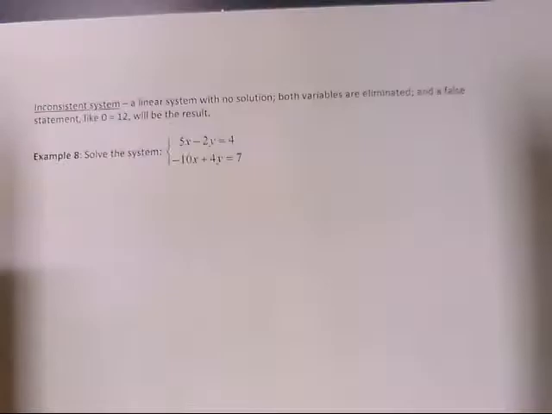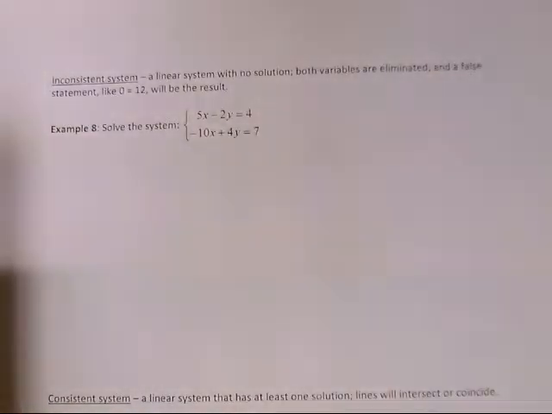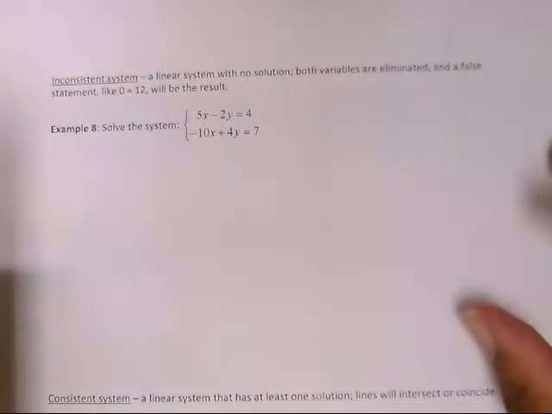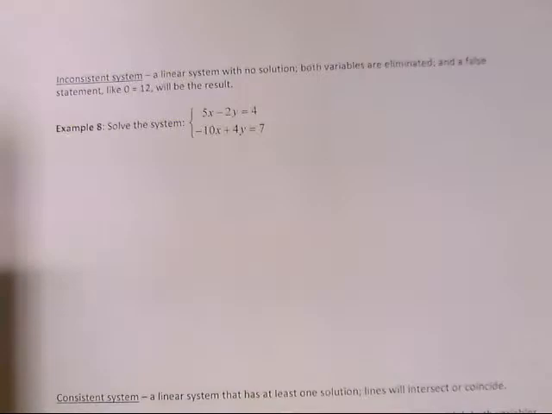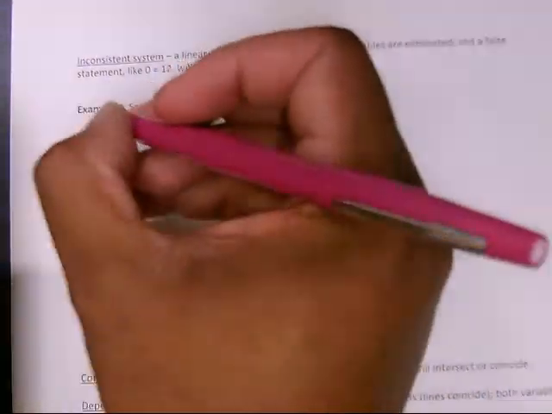So if you look at this right here, an inconsistent system means that you have a linear system with no solution. That means both variables will be eliminated and you will end up with a false statement like 0 equal to 12. So let's look at this example number 8. Here we're going to solve this system: 5x minus 2y is equal to 4 and negative 10x plus 4y is equal to 7.